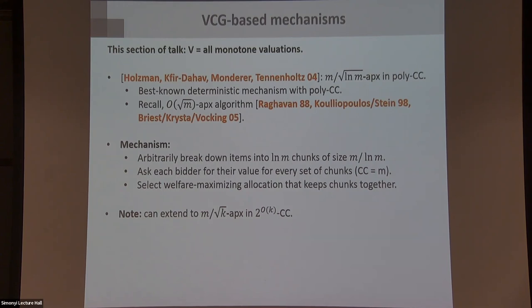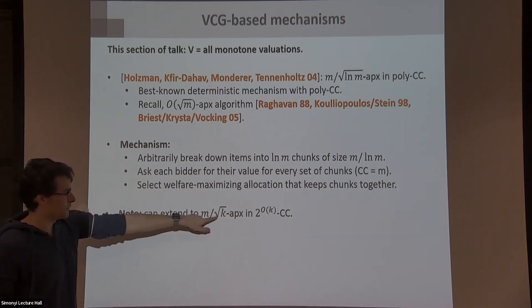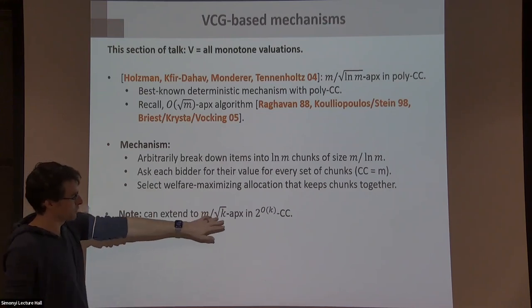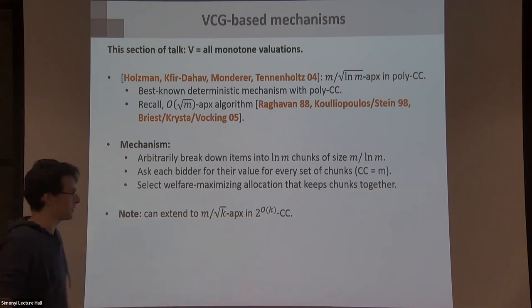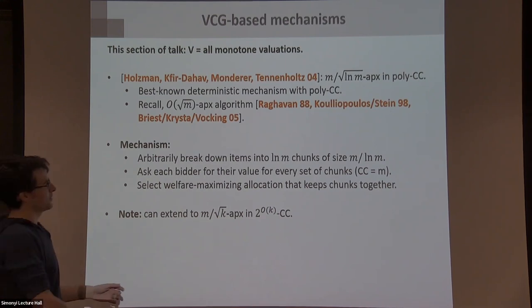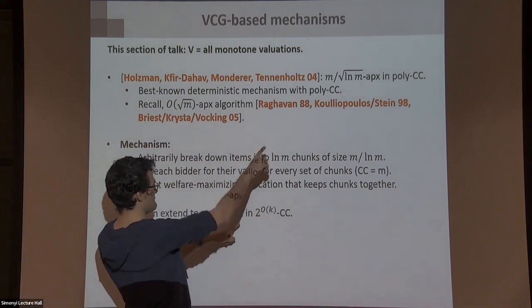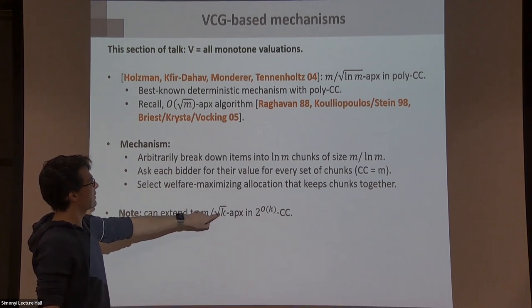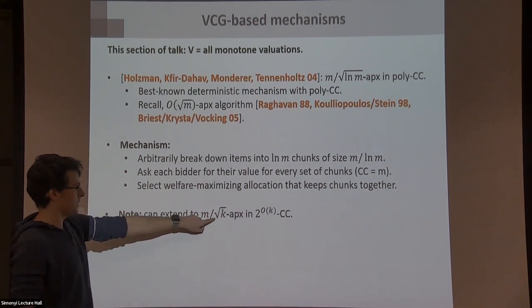Okay, so this is the entire mechanism. And it turns out, sorry, this shouldn't be root K. This is M over... that's a typo. So that should be an M over K approximation. Oh no, sorry, this is right. Sorry, M over root K in 2 to the K communication. Like M over K. No, this is right. Theirs is right, yeah, sorry.